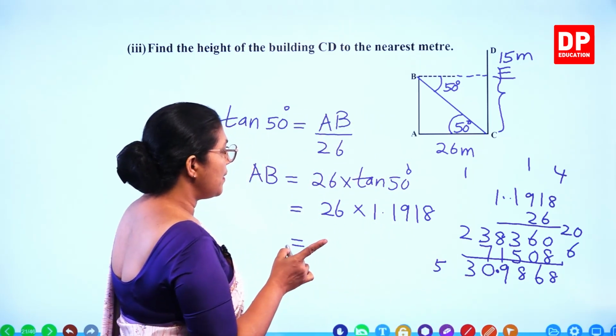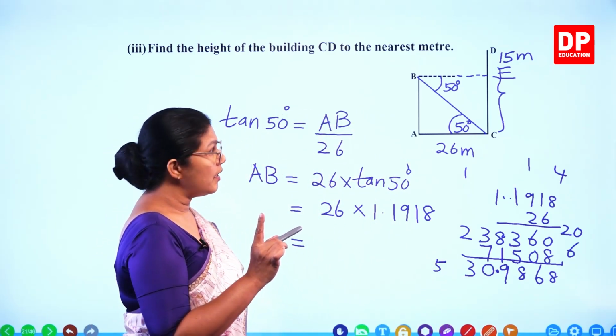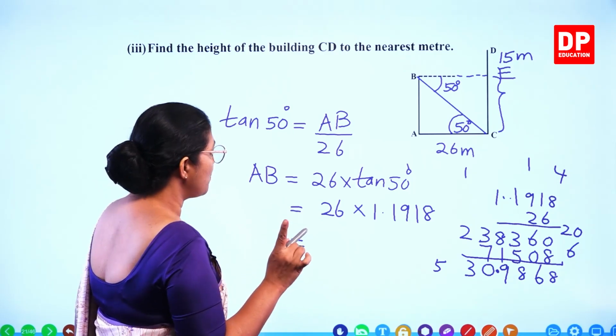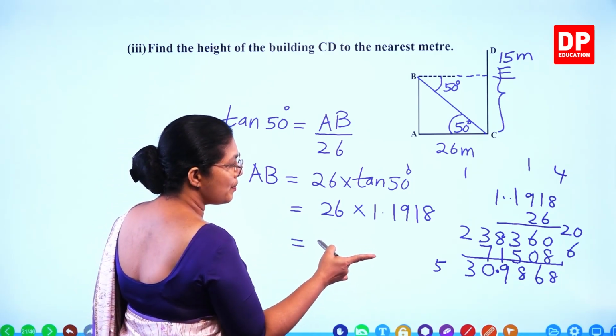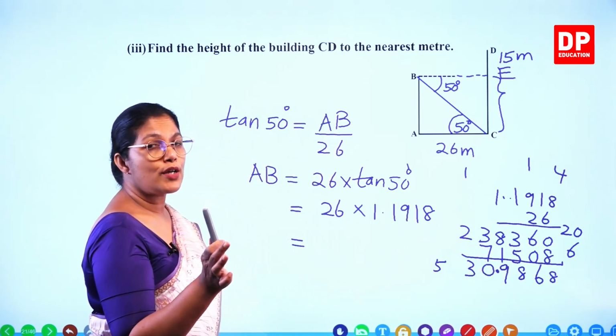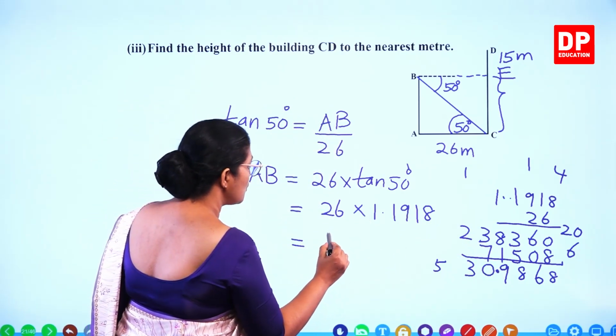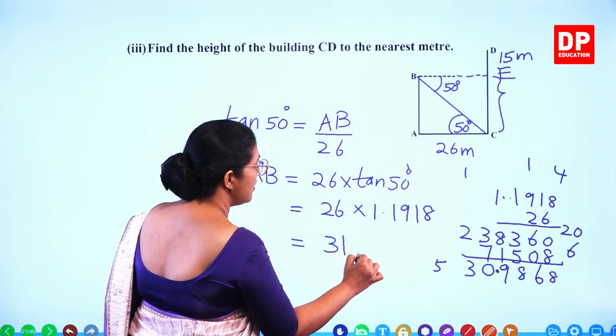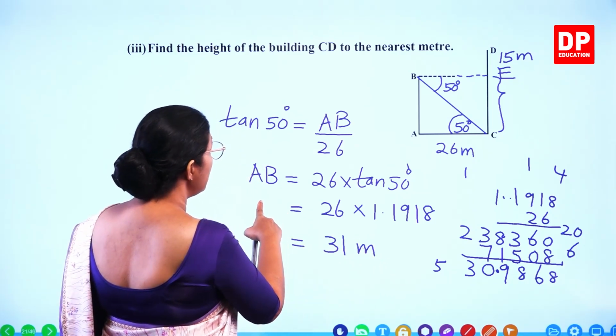So when you multiply, you get 30.98 something. And to the nearest meter, that's 31. Because 9 is there, you have to add 1 to the previous one. So this is 31 meters is the AB length.